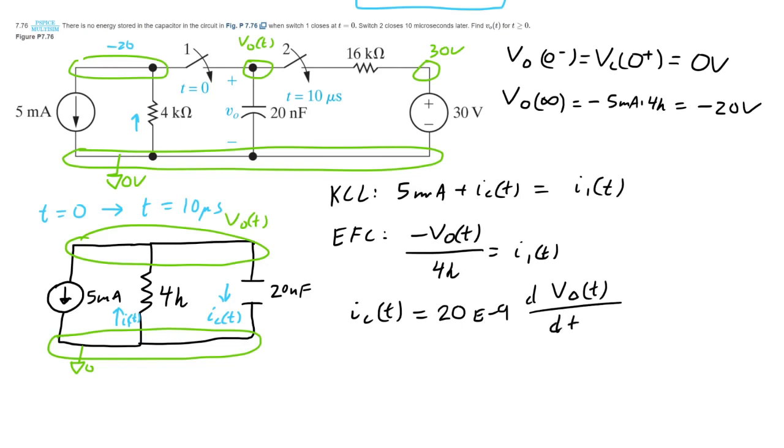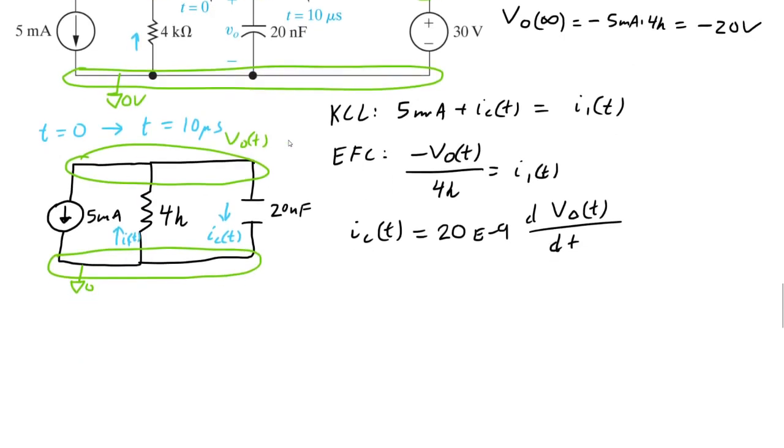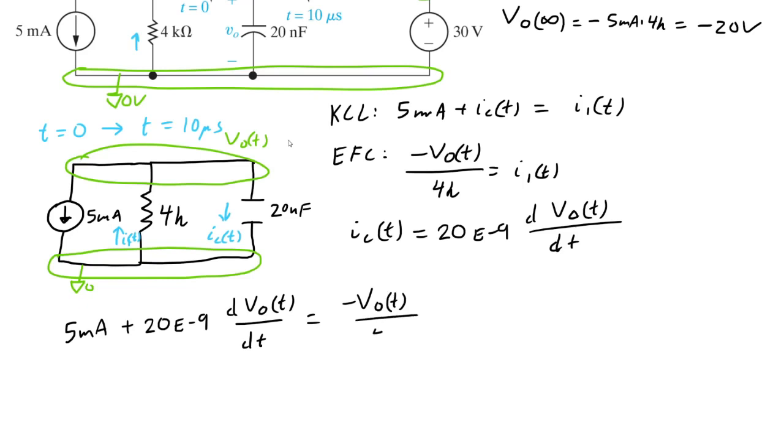So now we're going to go ahead and solve. Since there's the current source in the circuit, we can't just say this is ICT, because it's not. I1T is ICT plus 5 milliamps. So if we substitute that in, 5 milliamps plus ICT, so 20E-9 dVOT/dt, equals negative VOT over 4K.